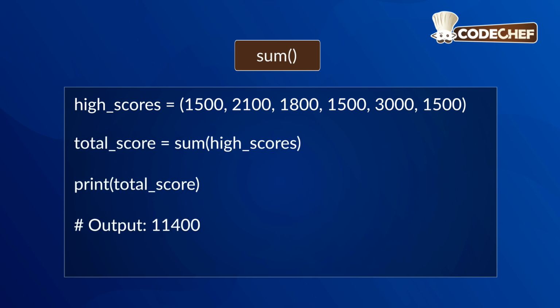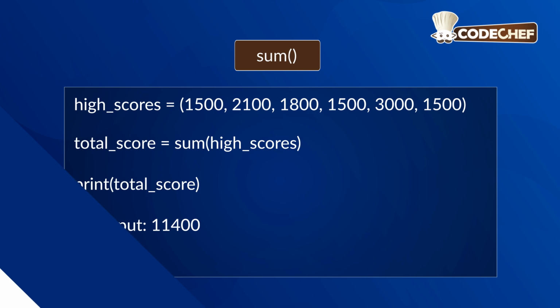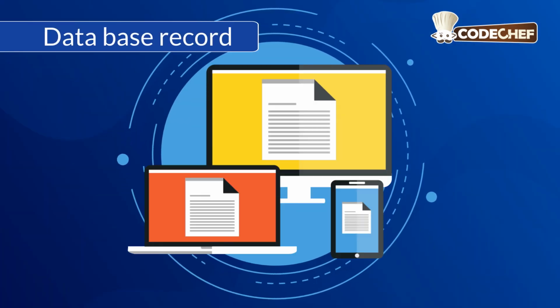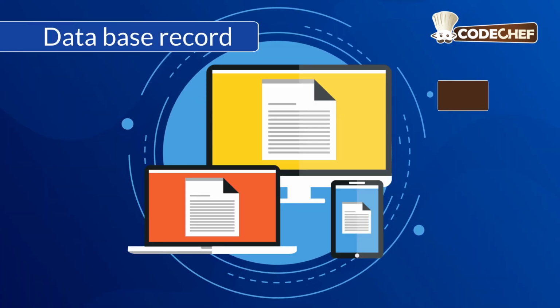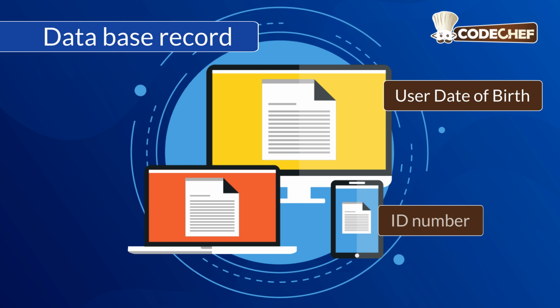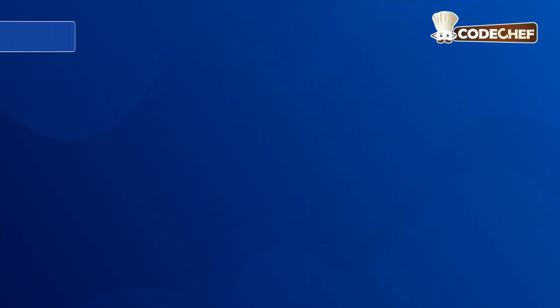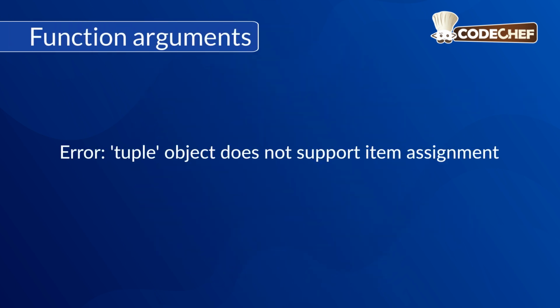So, when would you use a tuple instead of a list? For database records that should not be modified, like a user's date of birth or a product's initial ID number. For function arguments that you want to protect from being changed. Anytime your data is a fixed collection that should not change, a tuple is a perfect choice.